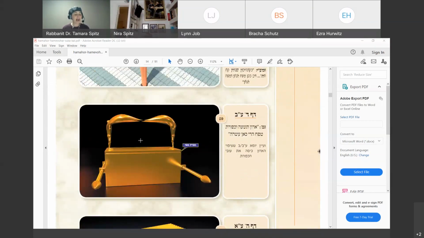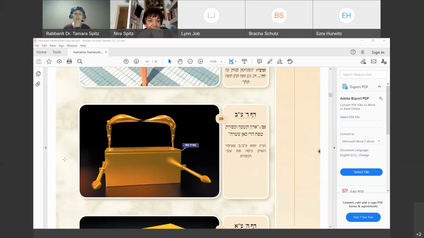Daf 5 asks us, again, we started yesterday from the Mishnah that told us the minimum height of the Sukkah is 10 tfachim. The Gemara now wants to understand, where do we get the number of 10 tfachim? And the Gemara on Daf Hey says, we actually learn it from the Aron, from the Ark.